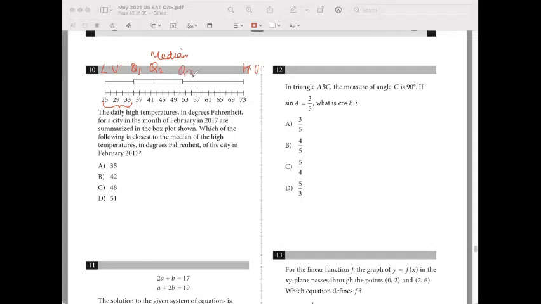And this is known as the third quartile. Third quartile meaning 75% of values are below the third quartile and 25% are above. So here my median is a little over 41, right? So I can say that my answer would be 42.